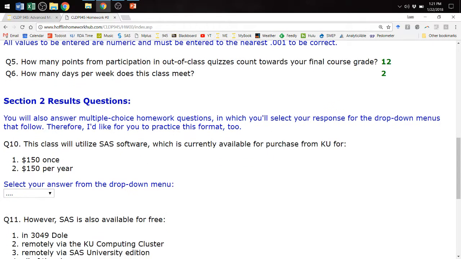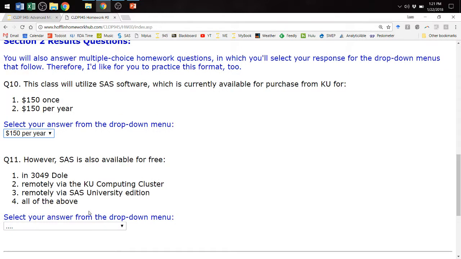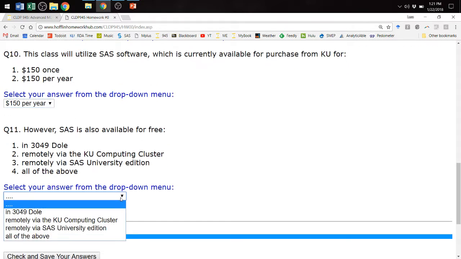This class will utilize SAS, which is currently available for purchase. Which one? Once or once a year? Once a year. Do I want you to spend $150 a year on this? No. Where else can you get SAS? All of the above, yes. And if you haven't done so already, please try out Remote Desktop as a backup in case you need to get access to SAS outside of class. All of you should have logins that allow you to log into each of these computers using the IP address. So if you have any problems with that, let me know.